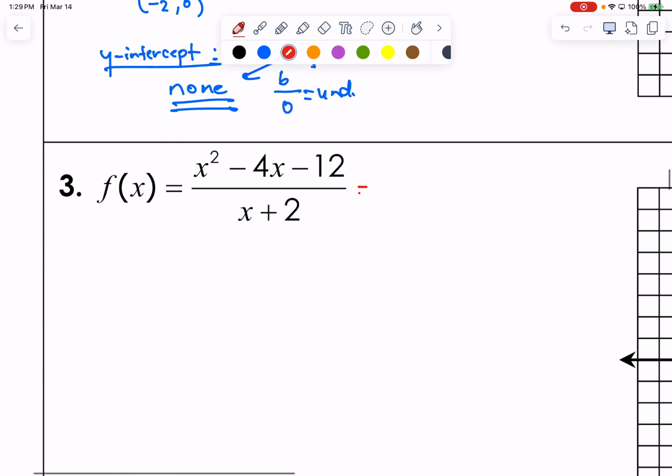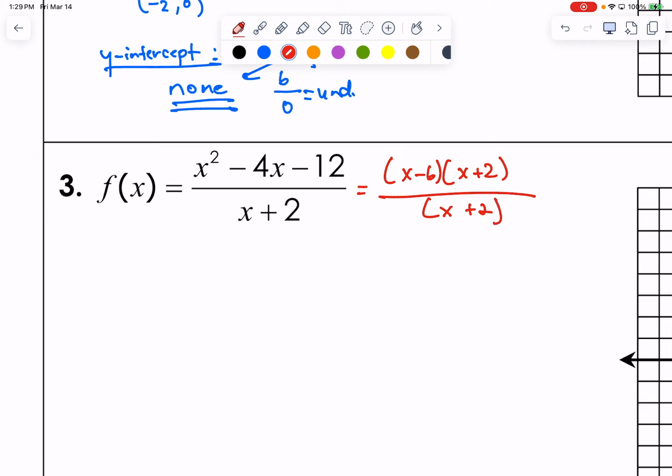This one, I would factor it. It makes it a lot easier. So it's going to be x minus 6, x plus 2 over x plus 2. Now, before I cancel and do anything, I want to do the domain first. The domain is going to be x cannot equal -2. Does everybody see how I'm getting the domain? It's wherever the denominator equals 0. Then when you cancel, that just tells me what kind it is. So x plus 2, this time it's a hole, not an asymptote.